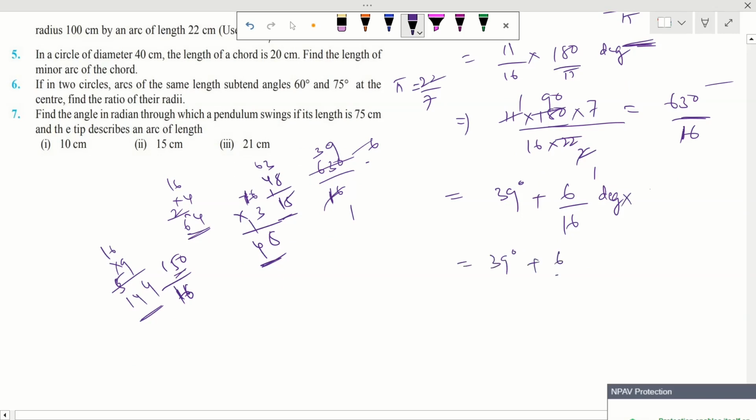So this 6 by 16 we convert into a minute, because 1 degree is what? 60 minute. So 1 degree is equal to 60 minute. This is in degree. To convert it into a minute, we have to multiply by 60. 39 degree, then 6 times 60 is 360. 360 divided by 16 we are having.